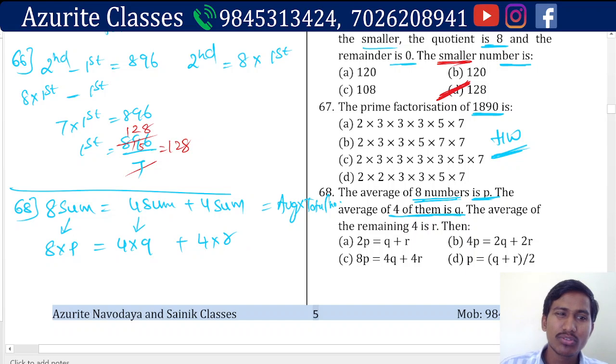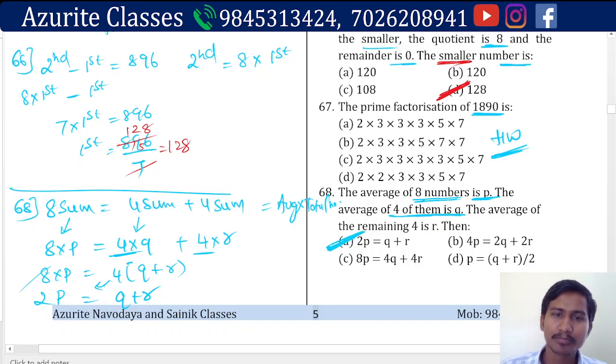So 8P is equal to 4 times (Q plus R), as we take 4 common outside. If you divide all by 4, 4 twos are 8, so 2P is equal to Q plus R. That is option A here.